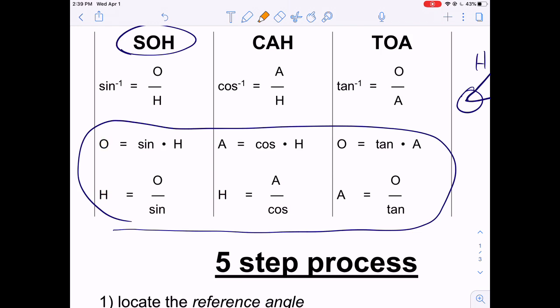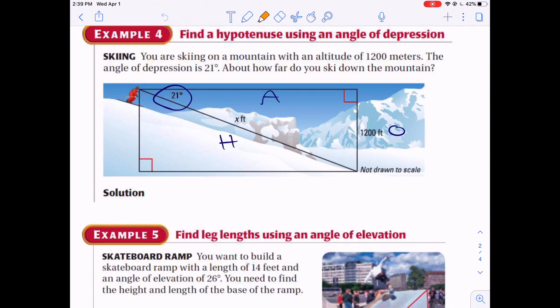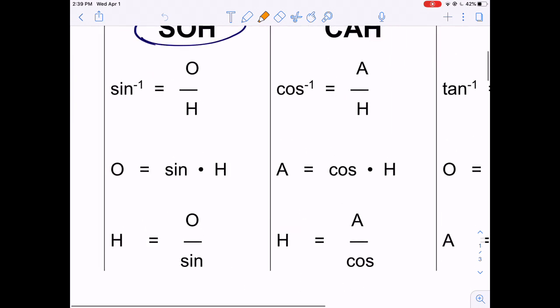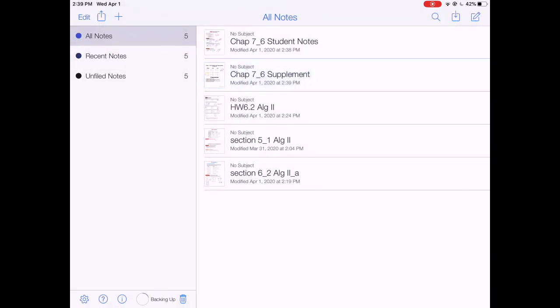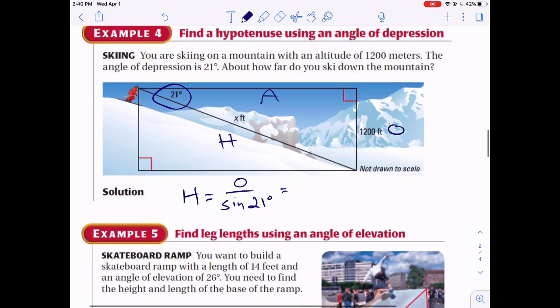So what we're going to do now is we're going to actually go find out what we need to do. So again, back to the picture one more time. Looks like we're trying to find H given O. So H and O, trying to find H. Well, look at this list under sine. Here's how I find H, using the opposite over the sine of the angle. So I'm going to go back and put that formula down here. So the H equals the opposite over the sine of the angle, which is 21 degrees. Okay, so well, my opposite's on the right-hand side. That's 1,200, so I'm going to put that into my equation. Here's my 1,200, sine of 21.